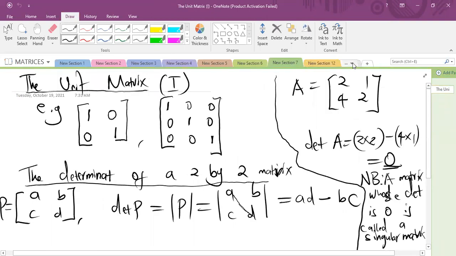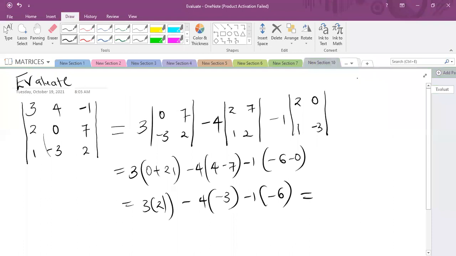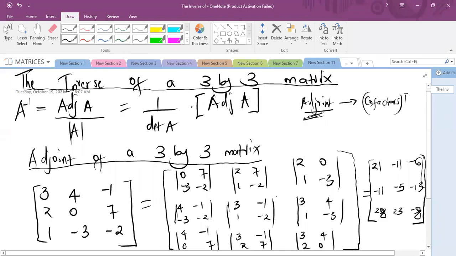So where was it? I think it was in section 10. We are looking at how to get the determinant, and I have said it is given by adjoint, and adjoint is given by cofactors transpose. Now we were going to get the cofactors. We started by getting the minors. Now what you need to note is that cofactors is given by signed minor.